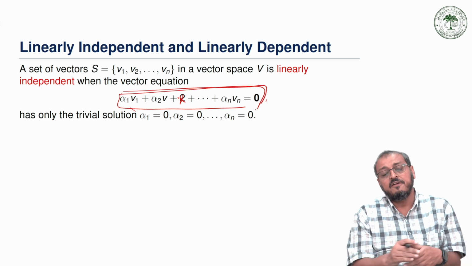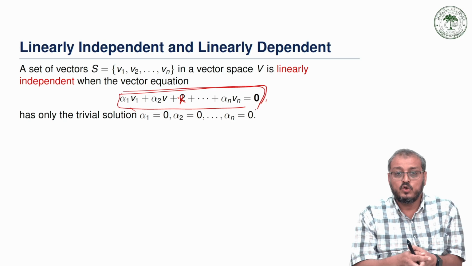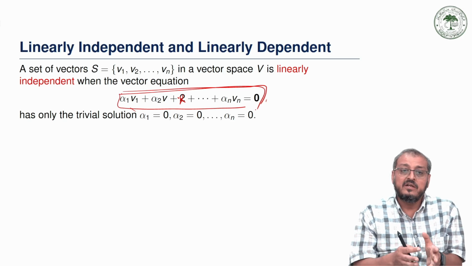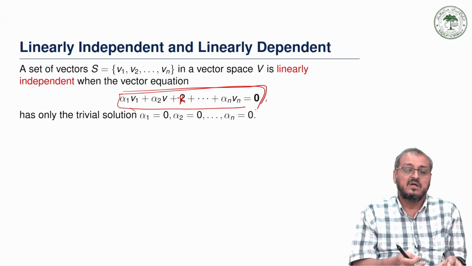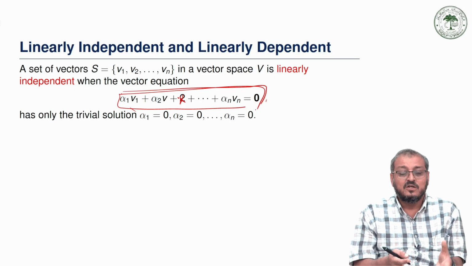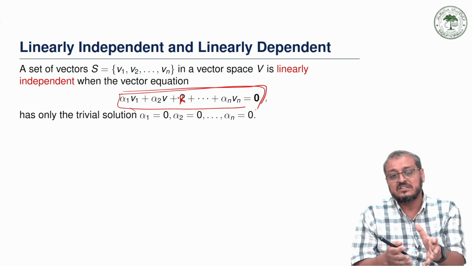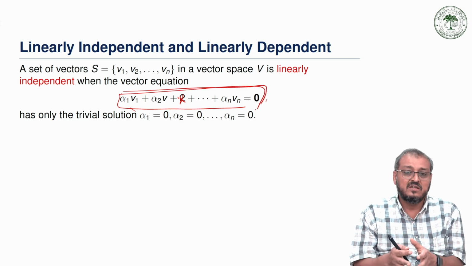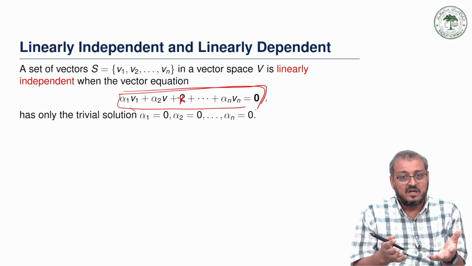Another way we can say it: if we have a set of vectors S equal to v1, v2, up to vn, and the linear combination is a trivial linear combination, it is the 0 vector only when all the scalars are equal to 0. So the trivial linear combination always gives the 0 vector, and this satisfies the equation trivially. When only the trivial linear combination gives the 0 vector, it is called linearly independent.